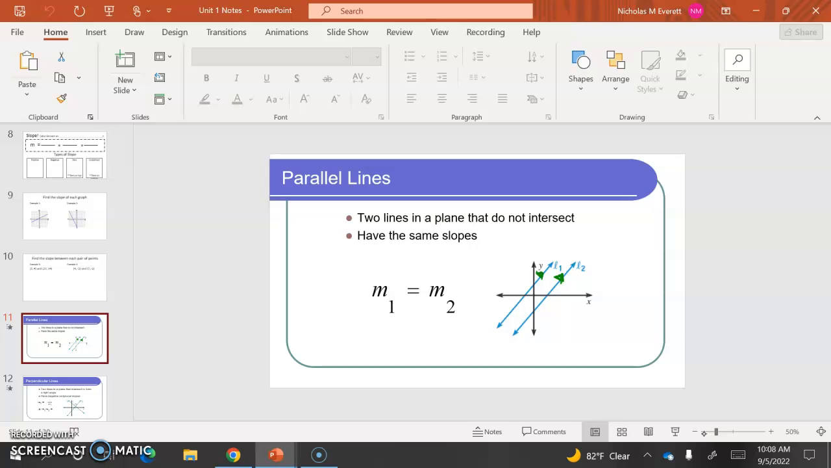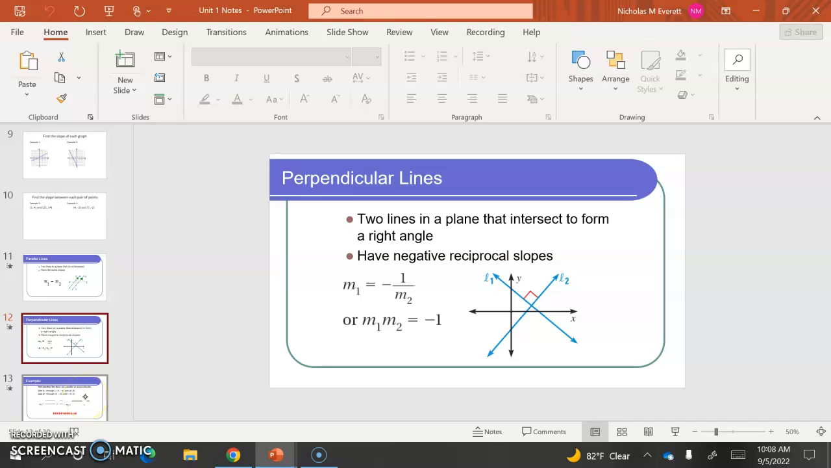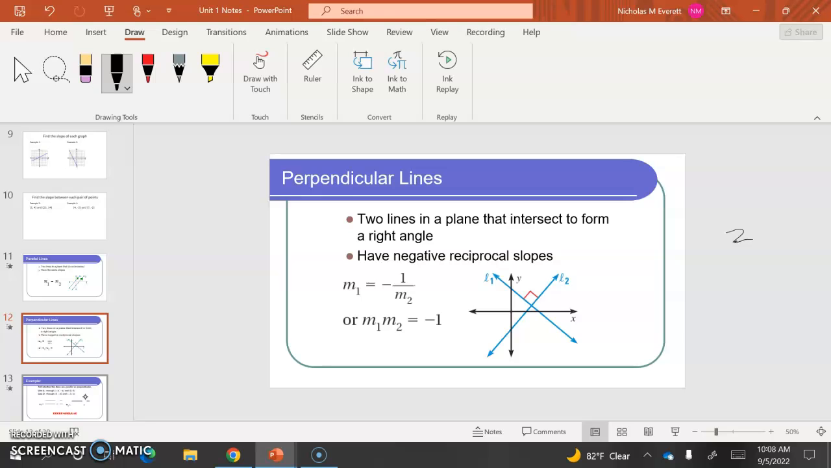So if you have a slope of 2, the negative reciprocal is going to be negative 1 over 2. Same thing, if it's a slope of 3 over 5, the perpendicular slope is going to be negative 5 over 3. You just take the reciprocal, you just flip that fraction around, okay? So that's kind of where we're at, perpendicular and parallel.